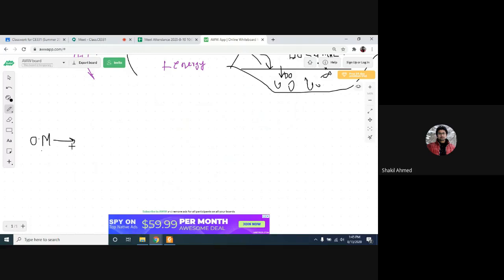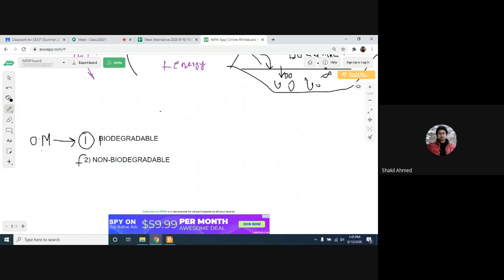there are two types of organic matter. One is biodegradable, that means they can be degraded by the microorganisms. Number two, non-biodegradable, that means they cannot be degraded by bacteria and virus.